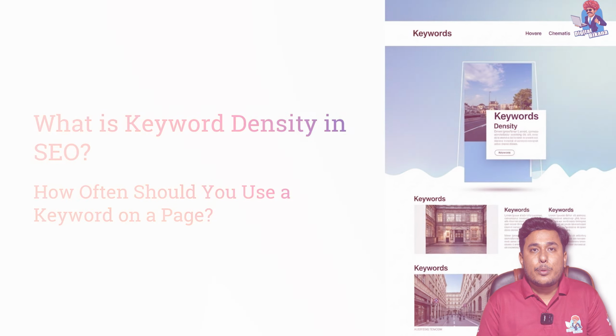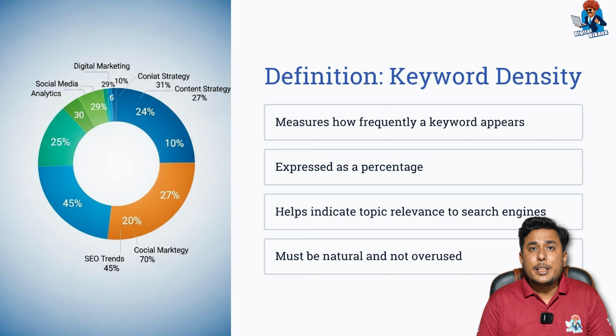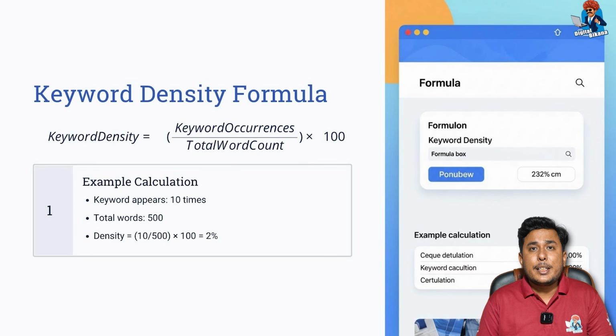Let's break it down. Keyword density refers to the percentage of times a specific keyword appears in your content compared to the total number of words. It helps search engines understand the topic of your page, but it must be used strategically. Calculating keyword density is simple. Just divide the number of times your keyword appears by the total number of words, then multiply by 100.